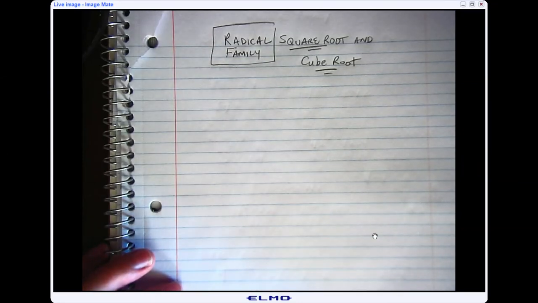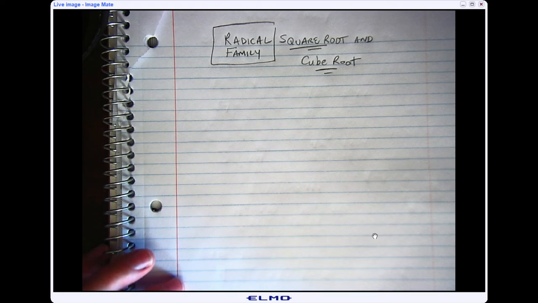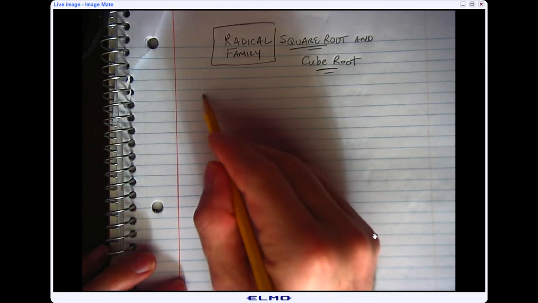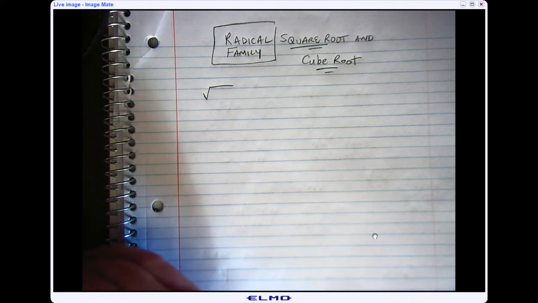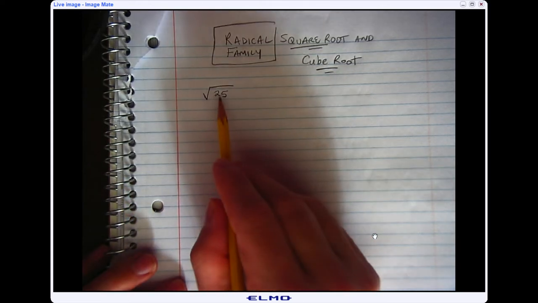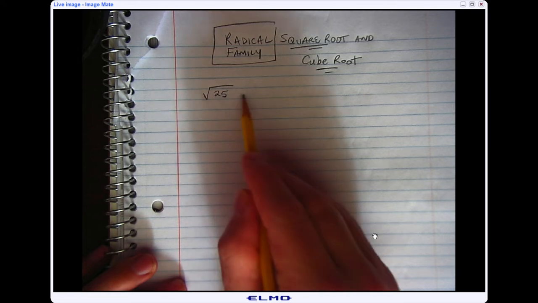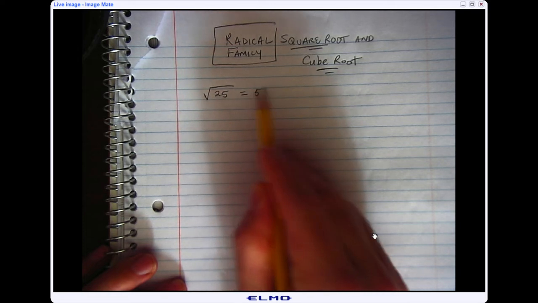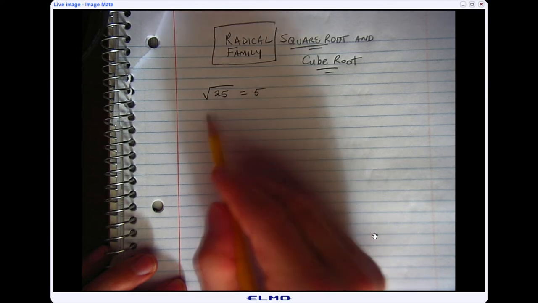Hello, this video is to review the radical family, in particular the square root and cube root. What a square root is when you have this symbol like this. So for example, if I took the square root of 25, I'm looking for some number that's the exact same number times itself that gives you 25. So in this case, that would be 5, because 5 times 5 is 25.